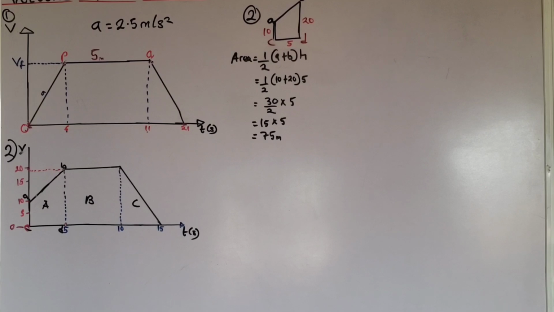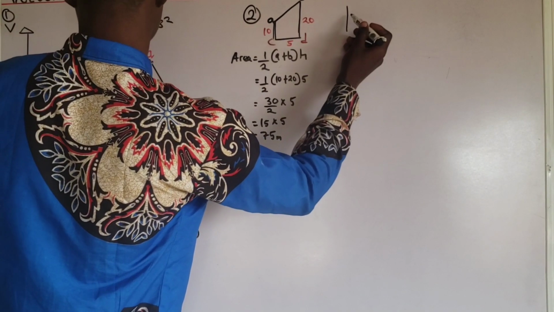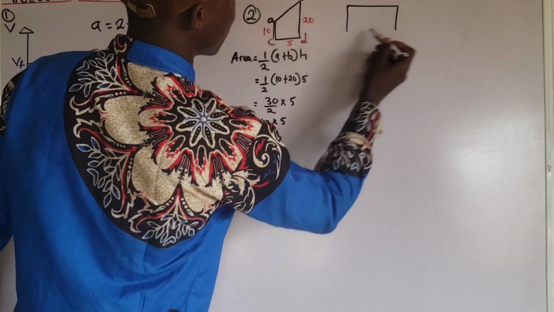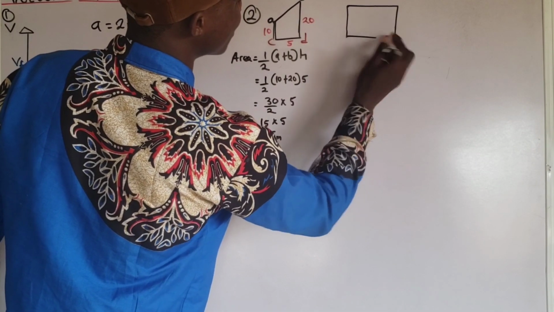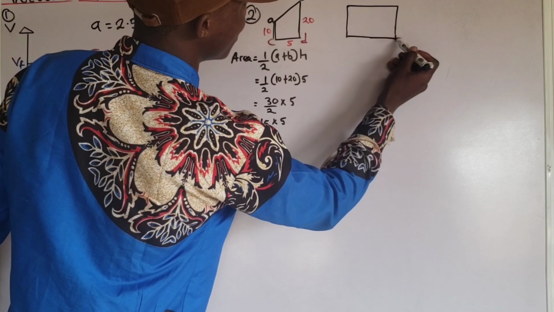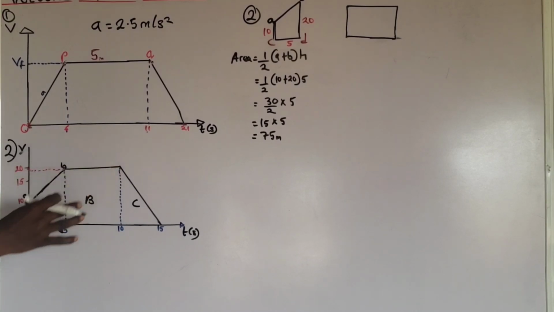On the second section we have B, and the shape is like this. This is how the shape looks like. You can see, you have to pay attention to the shape. This is not a square, you understand? It's a rectangle. Okay, you can see that the lengths are not the same. The length of this and this are not the same.